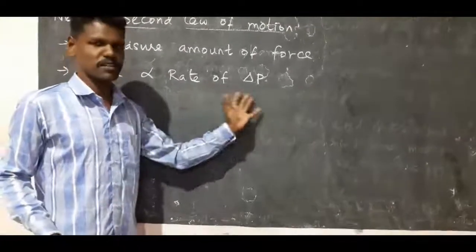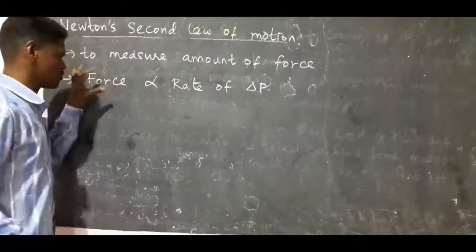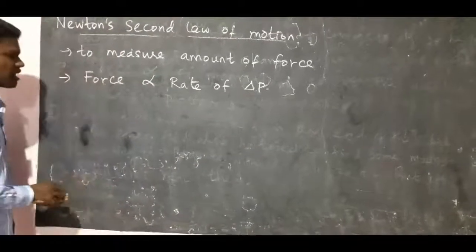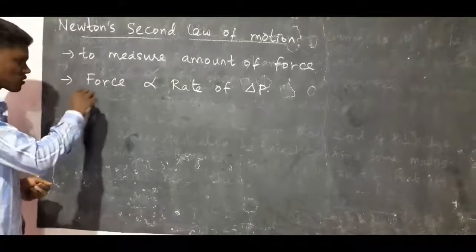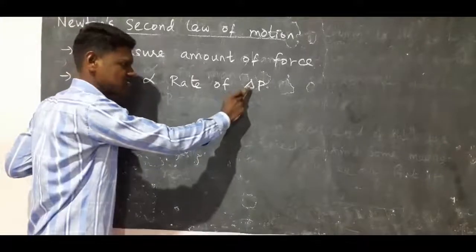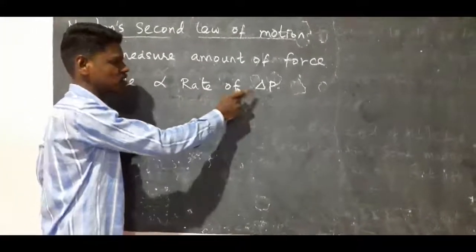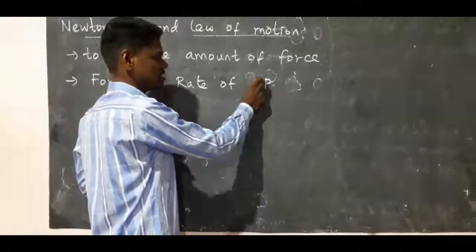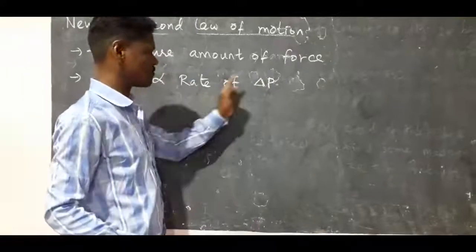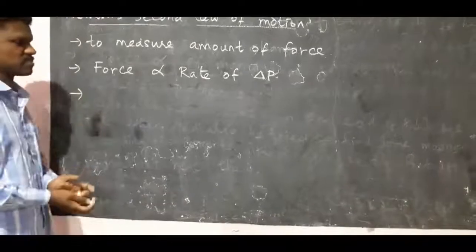The direction of the force is in the direction in which the change in momentum happens, that is what we say. So here we are going to find the momentum, then find the change in momentum. Then we have to find the rate of change of momentum. Delta represents change. So rate of change of momentum. How can we take this?